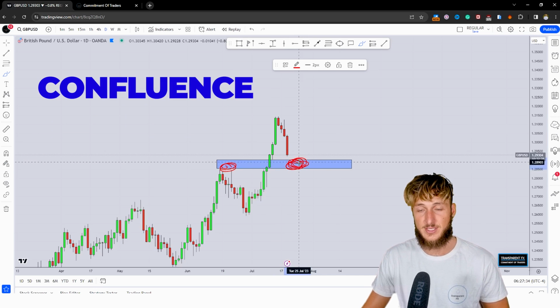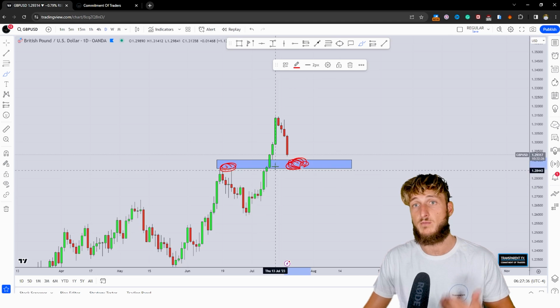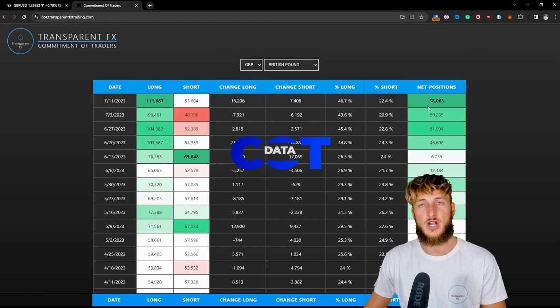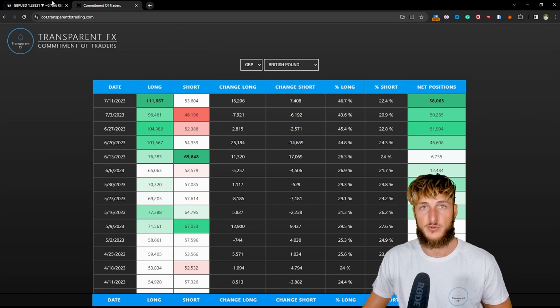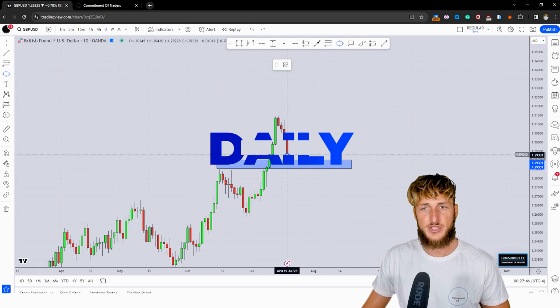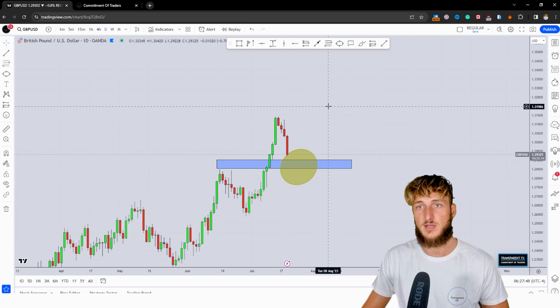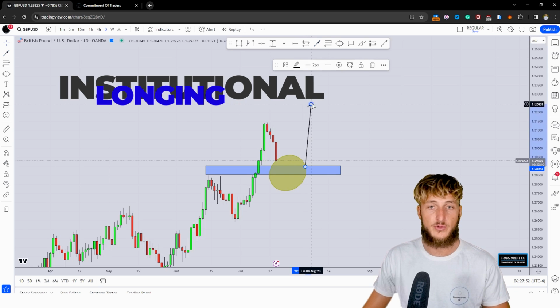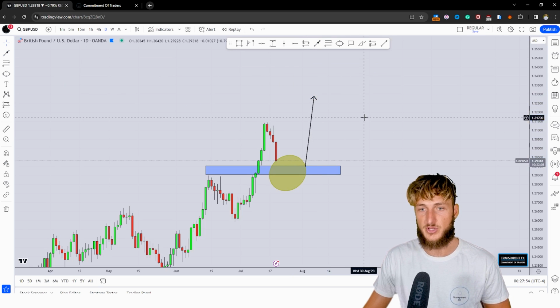Instead of this area, we could see more institutional longing, because we have already seen that institutions are currently moving to the bullish side of this market, so adding longs. So instead of this confluence of support, there is definitely the possibility to see more institutional longing, further increasing the probabilities of a potential reversal higher.